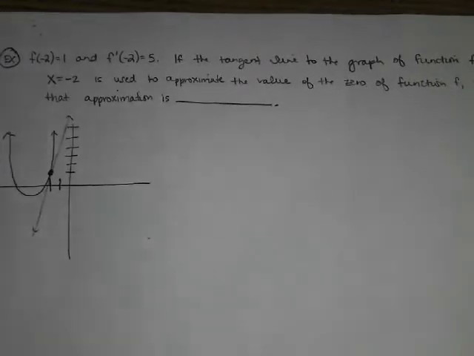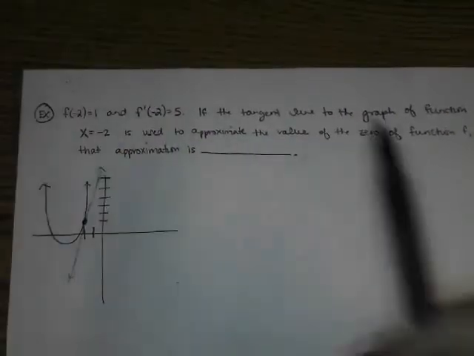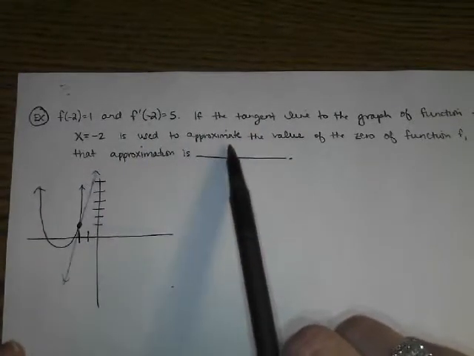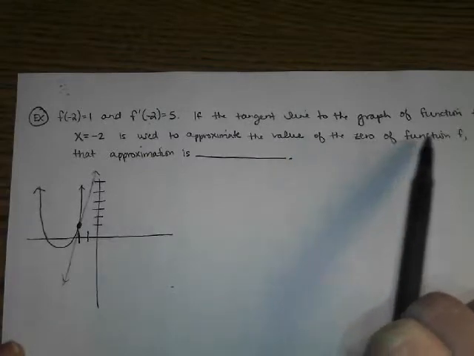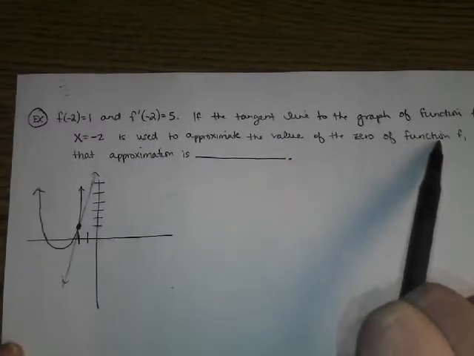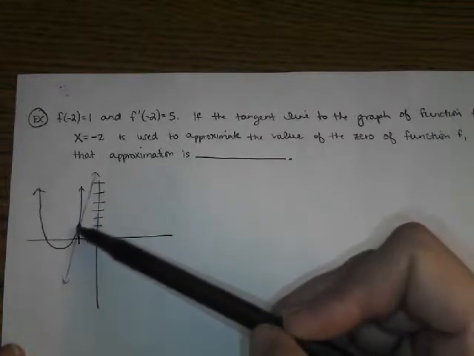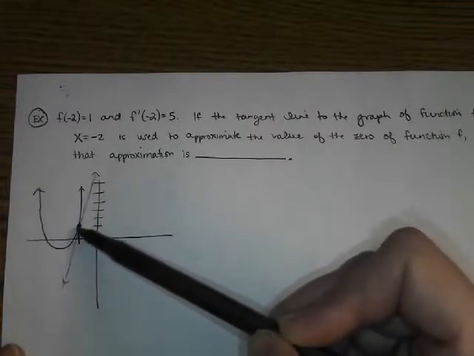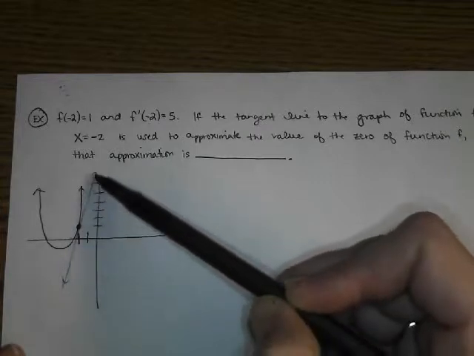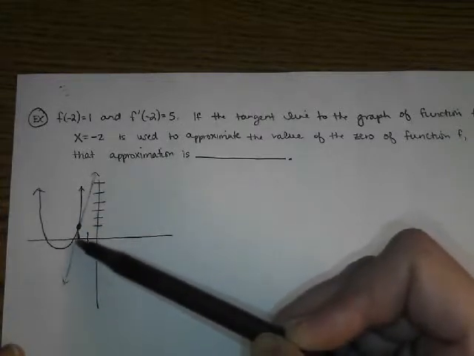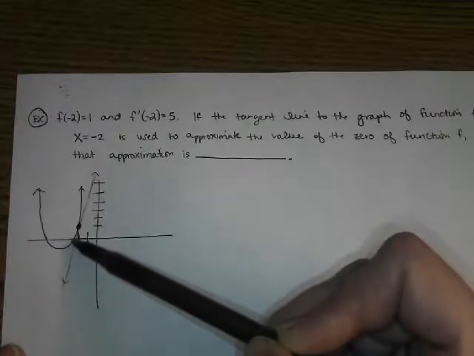Okay, so they're saying if this tangent line is going to be used to approximate the value of the zero of the function, then what would that be? So the idea here is that because this point is so close to the x-axis, the tangent line at that moment will have an x-intercept or a root that's very close to the actual root of the function, and you can see that here.